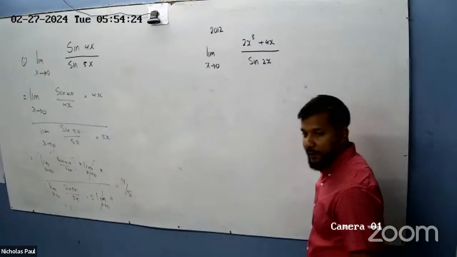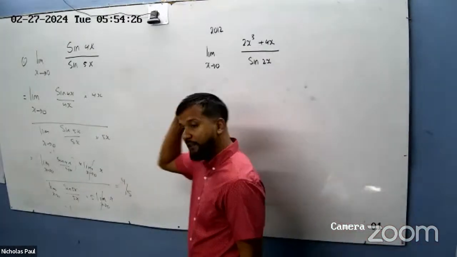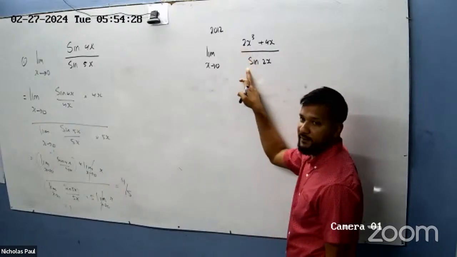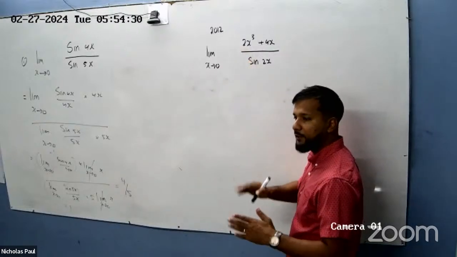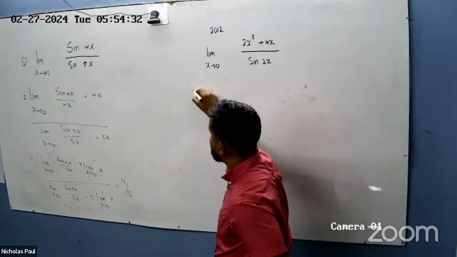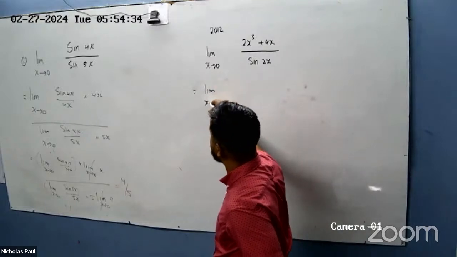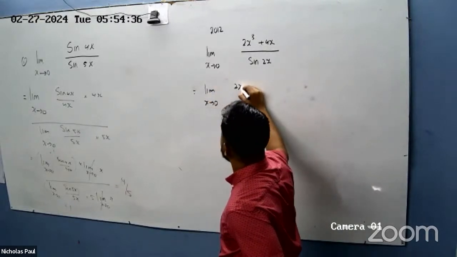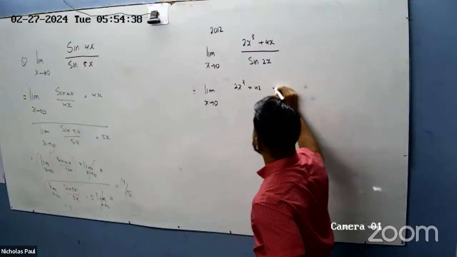Take your time, break it up, and let's see what you get. Break it up, this divided by this, and then apply the rules. I want you to get that first. Yeah, go ahead now.